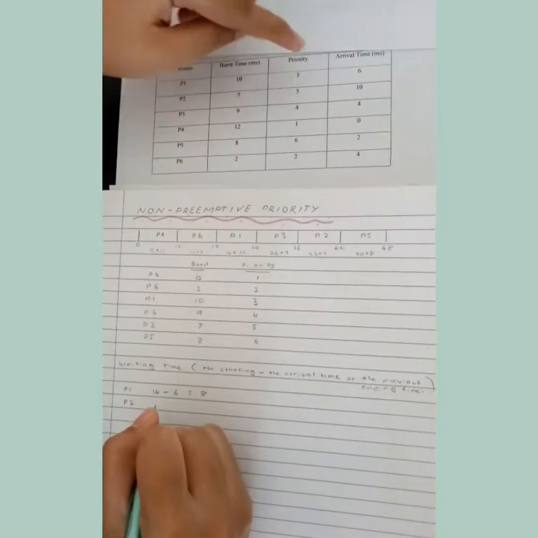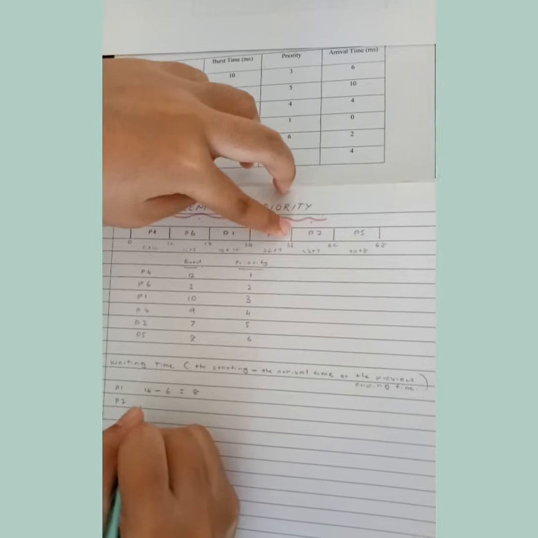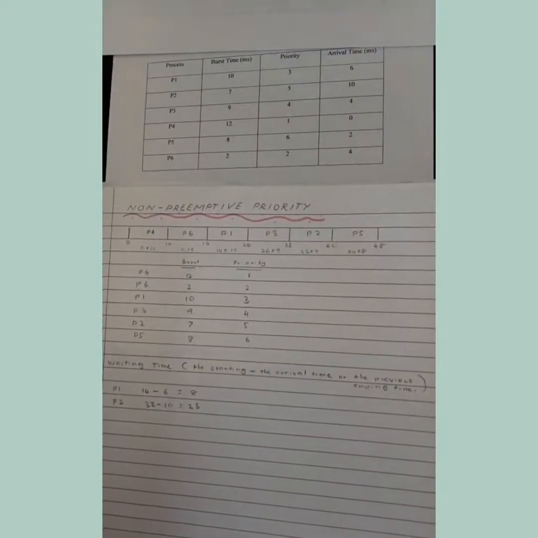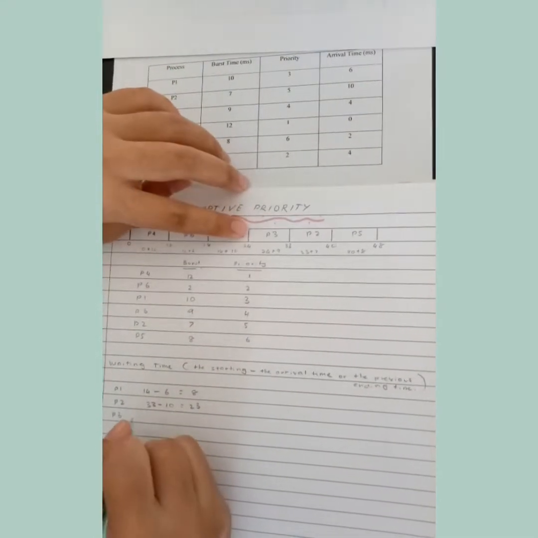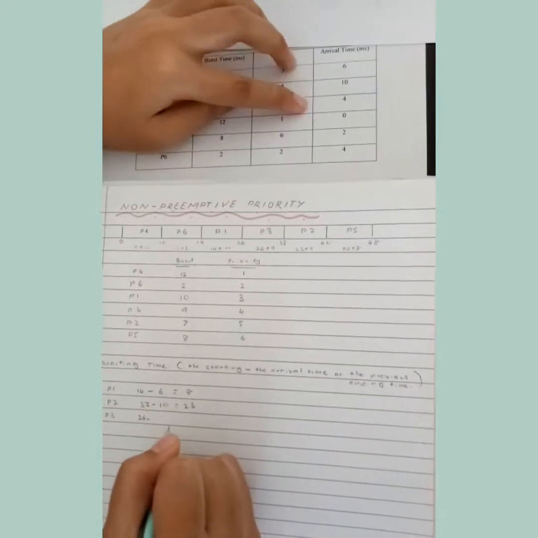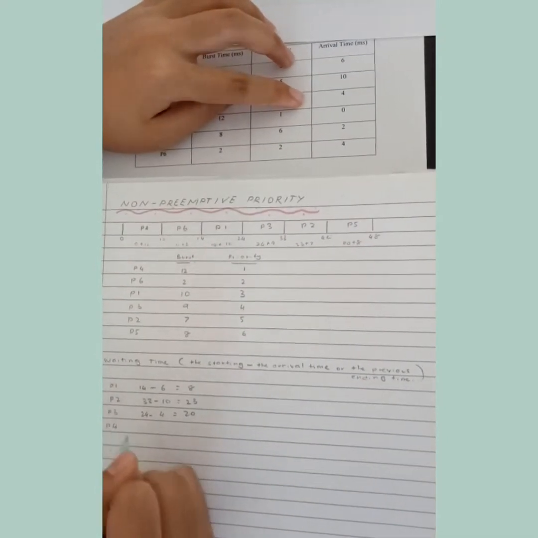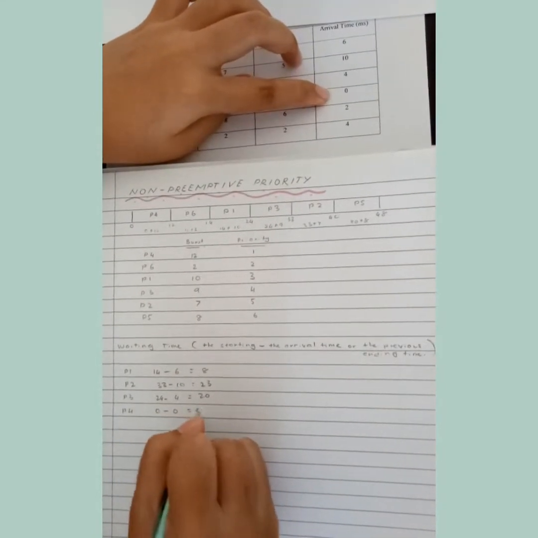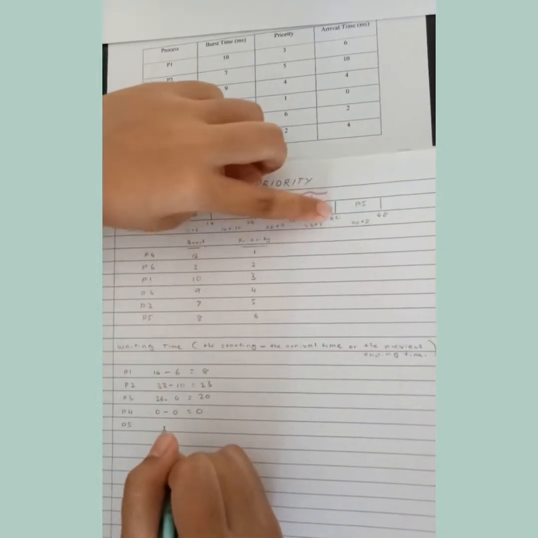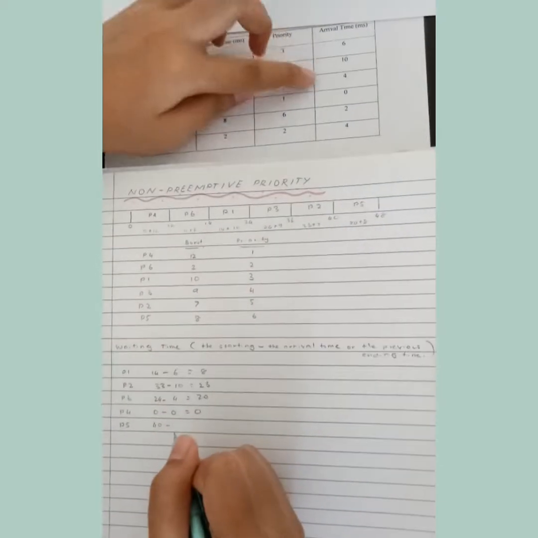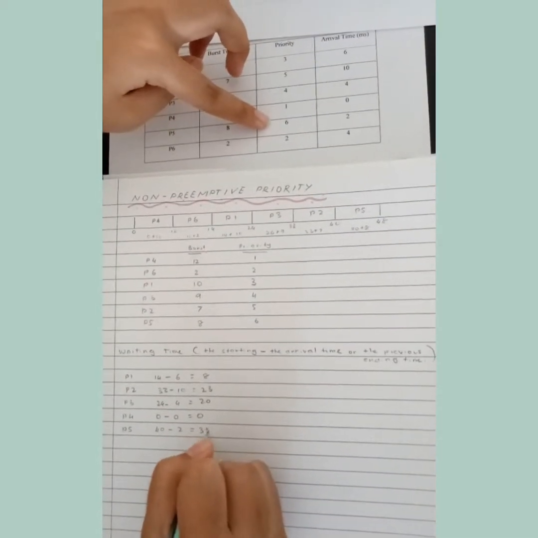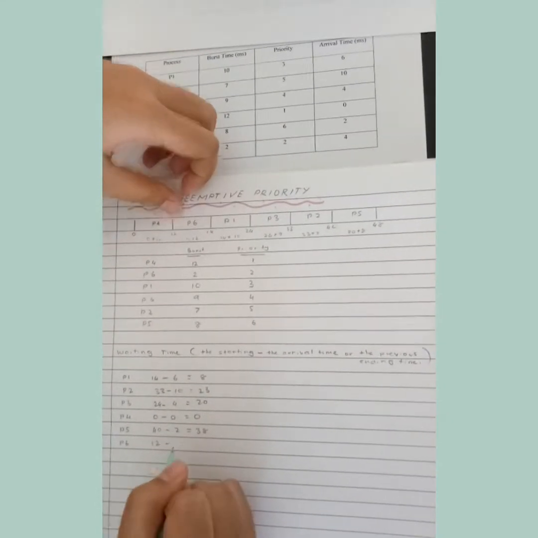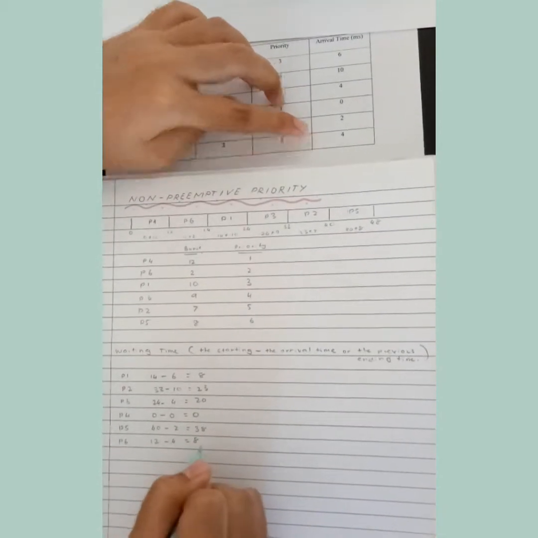So next is process 2. Process 2, the starting is 33 minus the arrival time 10, so 23. Next is process 3. Process 3, starting time is 24 minus the arrival time 4 equals 20. Process 4 is 0 minus the arrival time, that is 0, equals 0. Process 5, in the Gantt chart is 40 minus the arrival time 2 equals 38. And lastly, for process 6, the starting time is 12 minus the arrival time 4 equals 8.